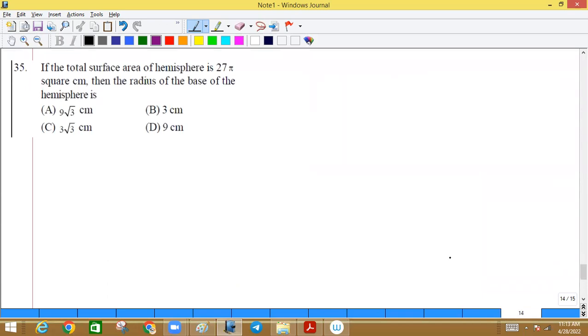If the total surface area of the hemisphere... total surface area means you can imagine a watermelon, green plus red. Green is 2 pi r square, red is pi r square, total is 3 pi r square equals 27 pi. Pi cancels, r square equals 9, r equals 3. The radius of the base of the hemisphere. How much is the radius of the base of the hemisphere?